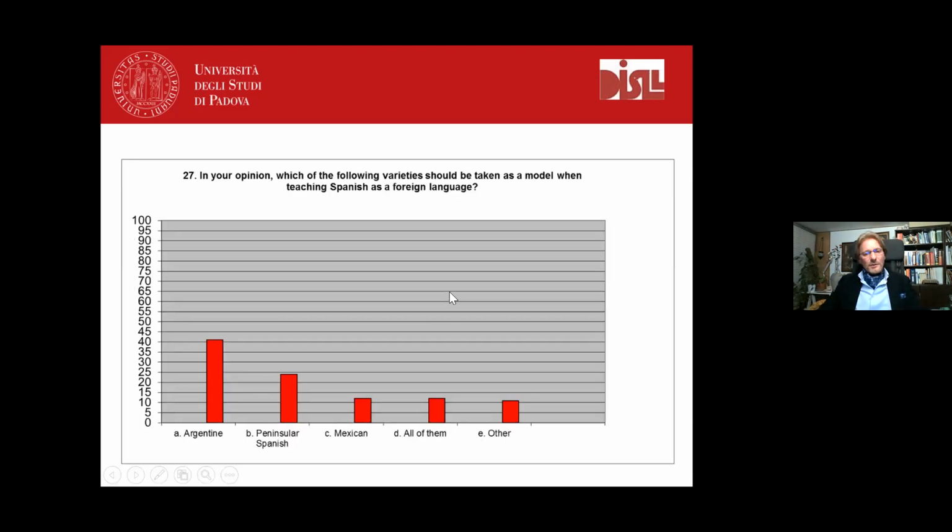Another question here that wasn't present in the English questionnaire: in your opinion, which of the following varieties should be taken as a model when teaching Spanish as a foreign language? This is very interesting because, as you can see, Peninsular Spanish, that is, the Spanish spoken in Spain, still has a big amount of supporters, we may say, but Argentine Spanish is of course also very popular.